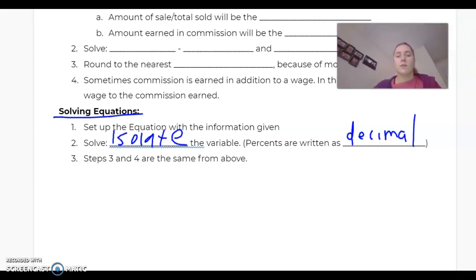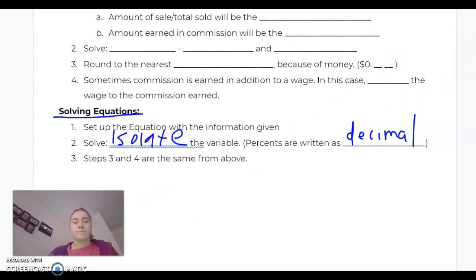So we're going to look up here. We see number 3, you're going to round to the nearest hundredth because we're dealing with money here. Remember, your nearest hundredth, it's like 50 cents. So over here we have $0.50. You're rounding to the hundredth because that's how money is with your cents. Okay, good, makes sense.